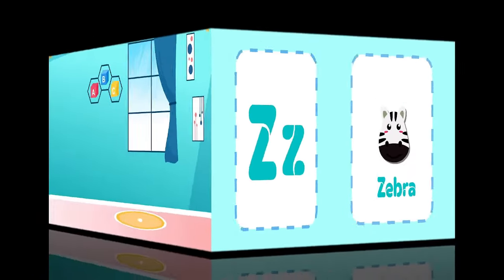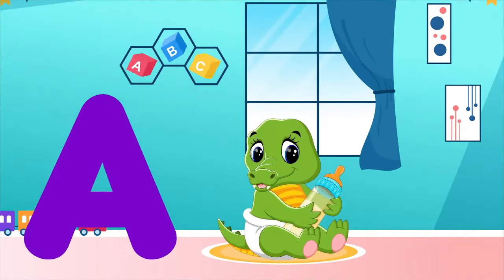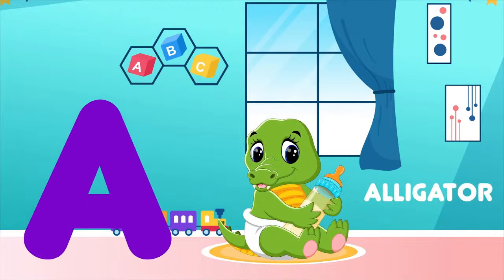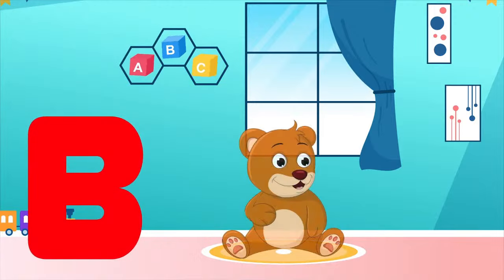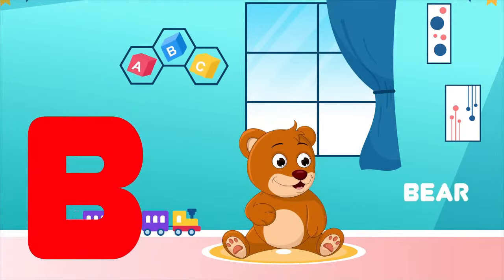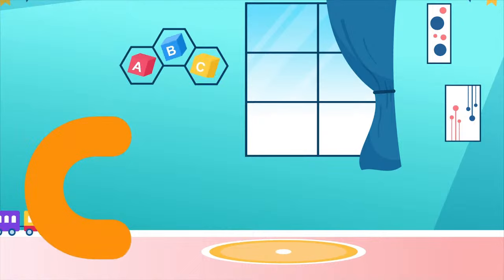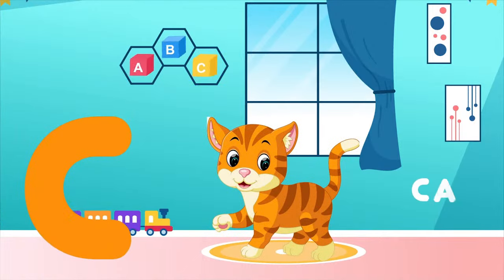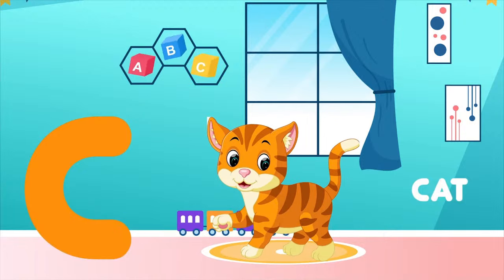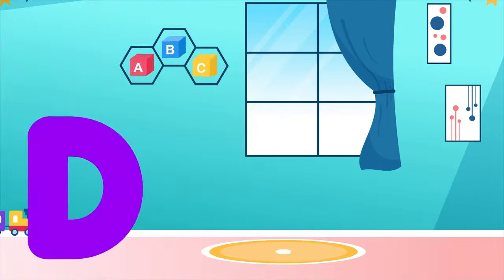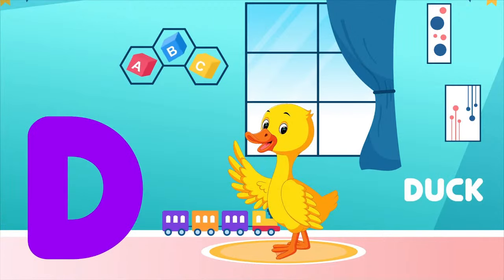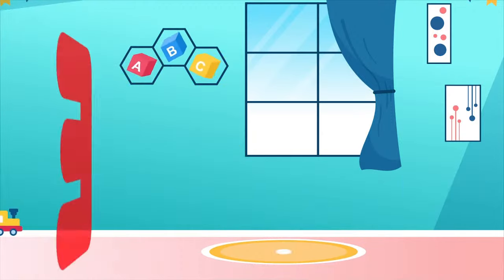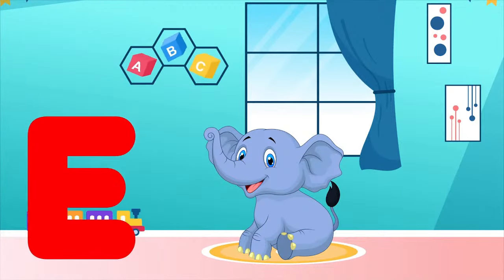Zebra. A is for alligator, alligator. A, alligator. B is for bear, bear. B, bear. C is for cat, cat. C, cat. D is for duck, duck. D, duck. E is for elephant, elephant.